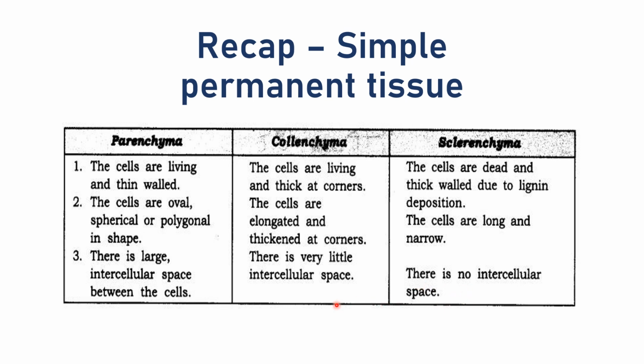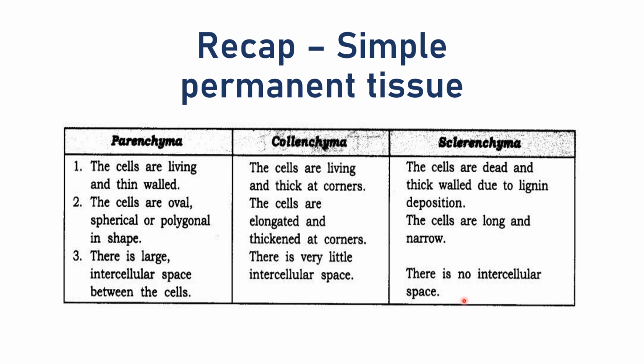So there is no intercellular space and they are dead. Whereas in collenchyma there is little intercellular space, and in parenchyma we studied that there is a lot of intercellular space. Parenchyma and collenchyma are living, sclerenchyma is dead. Clear? And the basic function of parenchyma is storage of food. Food and nutrition. The primary function of collenchyma is giving mechanical strength. In fact, it gives flexibility to the parts of plants.